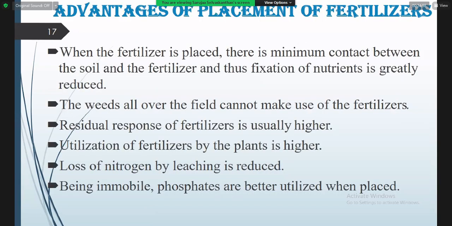Now the advantages of fertilizer placement. What is the advantage here? When the fertilizer is placed, there is minimum contact between the soil and the fertilizer.